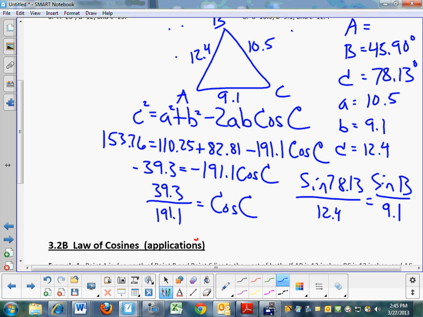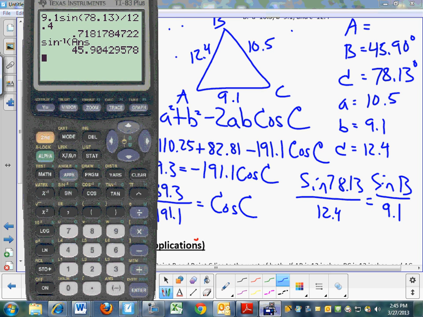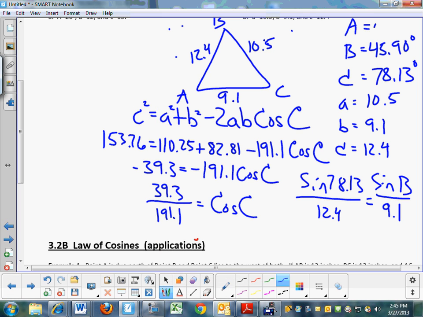How do I find A? From, 55.97. That's it.